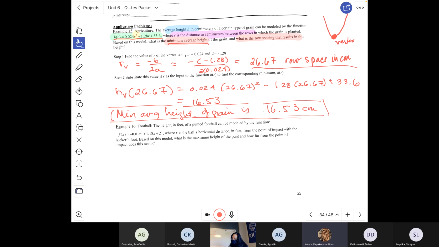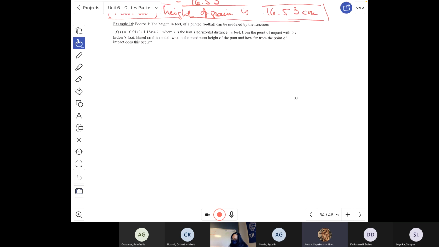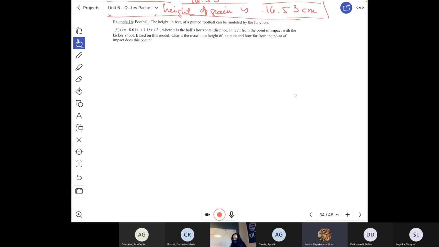Okay, let's move on to the next example. It's about football. So we have the height in feet of a punted football can be modeled by this function, where x is the ball's horizontal distance in feet from the point of impact with the kicker's foot. Based on this model, I'm being asked what is the maximum height of the punt and how far from the point of impact does this occur?